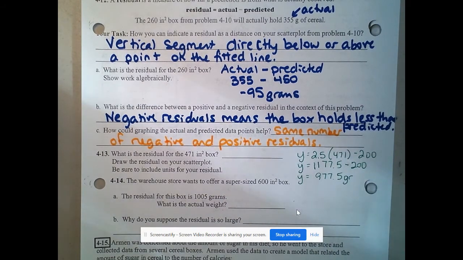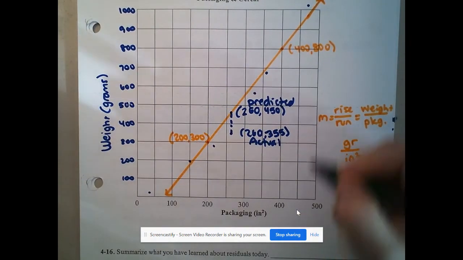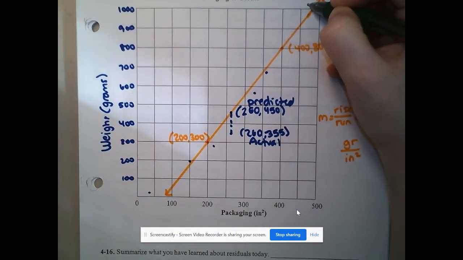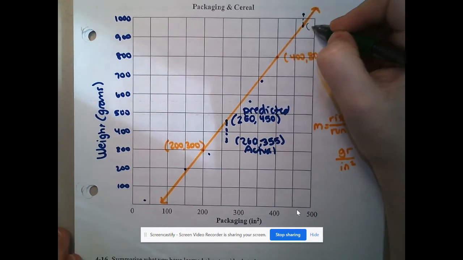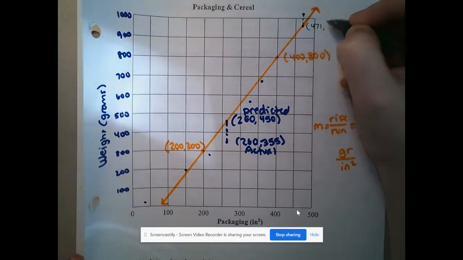So let's go back to the graph. The 471 is this point up here, right? So we're going to say here it is on the line. On the fitted line, we went 471 and we got 977.5.